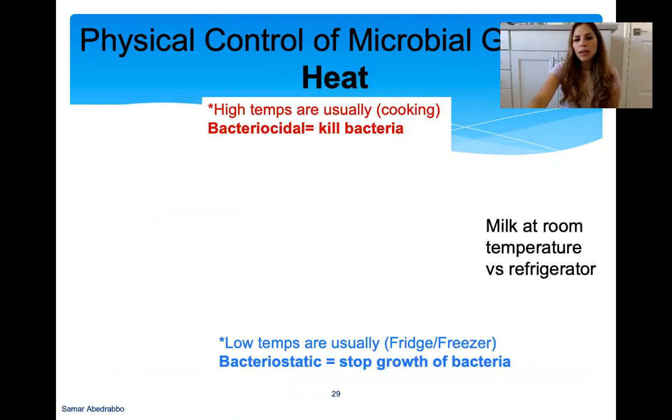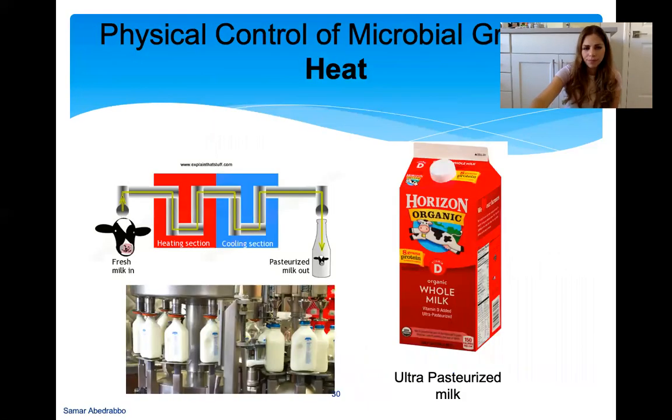This slide is not showing, but I wanted to refer back to a previous slide: high temperatures, cooking, is typically bactericidal. It's used to kill bacteria. Low temperatures are bacteriostatic. They stop bacterial growth. So this is the idea of milk at room temperature versus refrigerator. Milk will grow bacteria over time, whether it's left out or in the refrigerator. It's just that a refrigerator will slow it down. So the refrigerator is bacteriostatic. It stops bacteria from further growing.